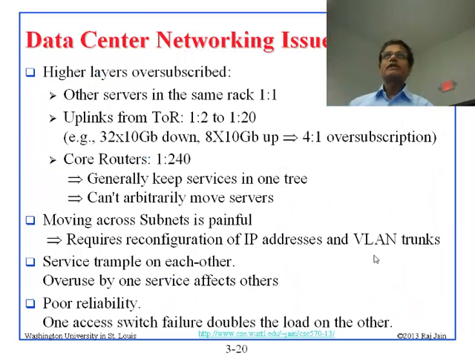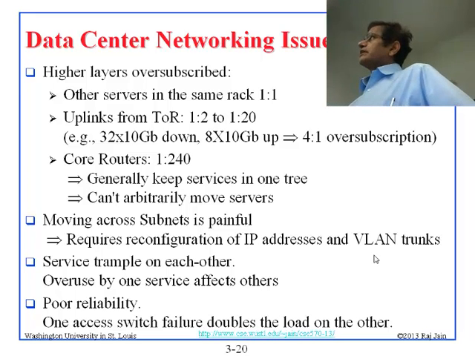All right. So data center networking issues. The first is that oversubscription is an issue. In the same rack there is generally no oversubscription because you just get 1 gigabit and 1 gigabit out to the switch. But from the switch onwards, you have 1 to 2 to 1 to 20 oversubscription. For example, you might have 32 times 10 gigabit down, but only 8 times 10 gigabit up, which is 80 to 320, 4 to 1 oversubscription. Core routers are oversubscribed 1 to 240. 240 times more traffic can come in than it can get out.